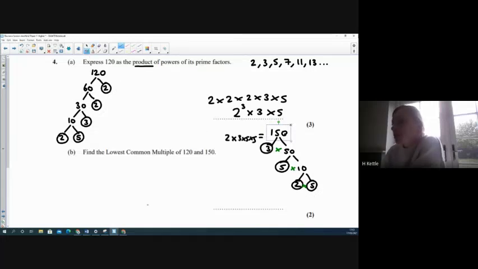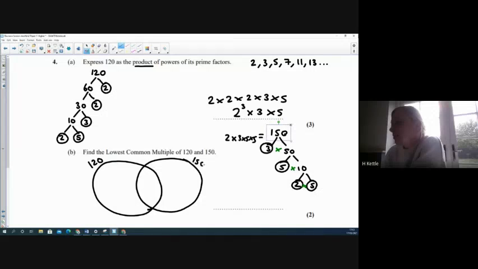We can now do our Venn diagram. So we'll do a circle for 120 and a circle for 150, and we'll put our numbers in. 120 was 2 times 2 times 2 times 3 times 5, so we're comparing this with this. We can see that we can put a 2 in the middle because they both have a 2. They both have a 3, so we put that in the middle. And they both have a 5. The 120 has got 2 more 2s, so they go out here. And the 150 has got another 5, so that goes out here.